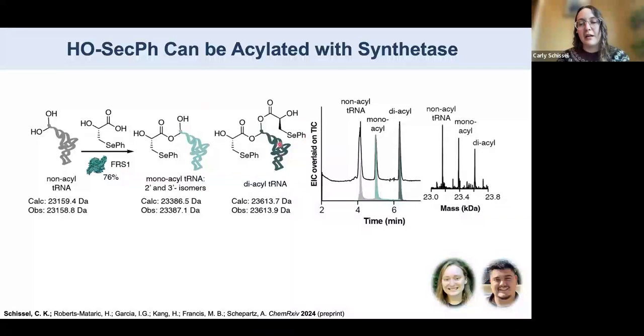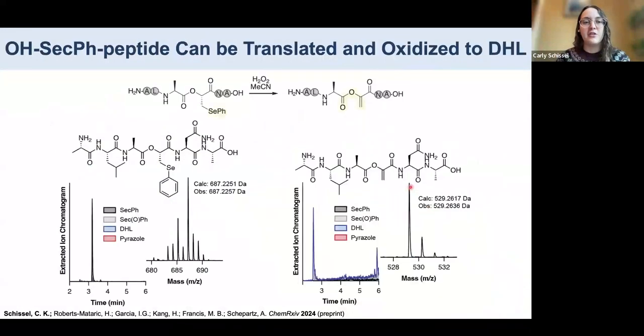These acylated tRNA products can be analyzed by fully intact tRNA mass spec, showing about a 1:1:1 ratio. That mixture of acyl tRNAs can be added to an in vitro translation mixture, coding for this peptide shown here. And we do see the selenopeptide being made by the ribosome.